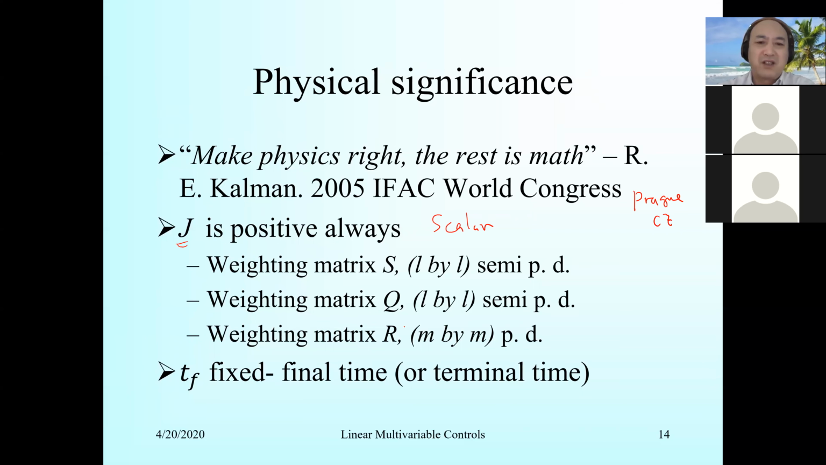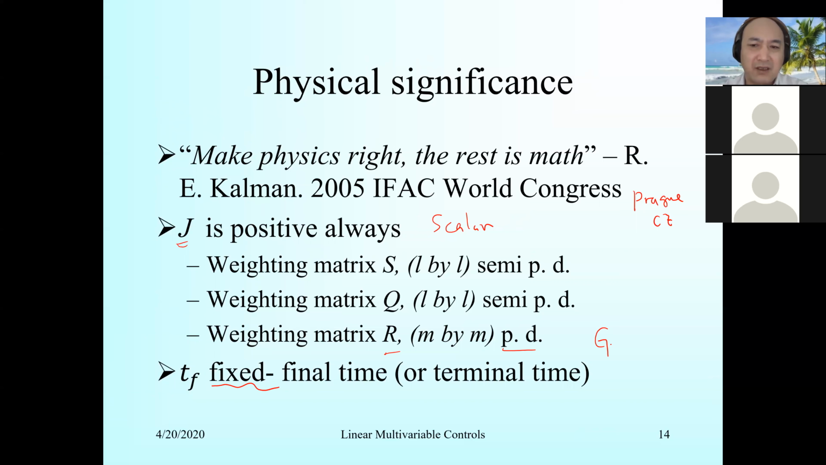And those S and Q are positive semi-definite. R is actually positive definite. So J is a positive scalar, okay? And T sub f is the final fixed time. I said fixed, okay, it's fixed. It could be in the future, it's not fixed. I don't know the T sub f yet.